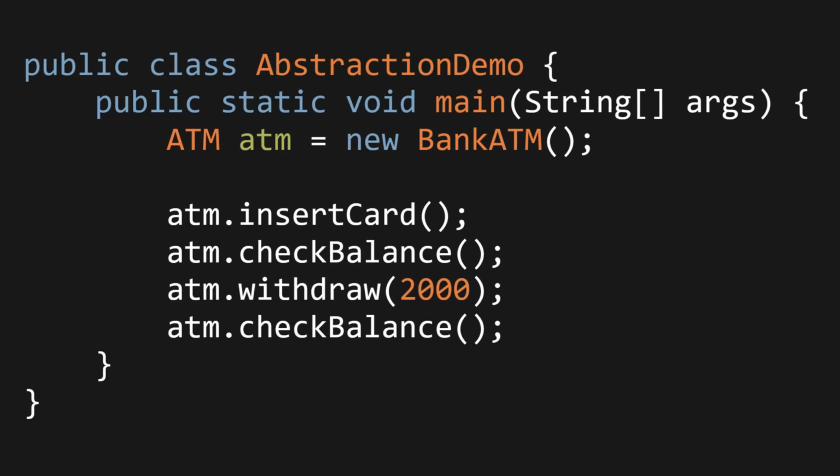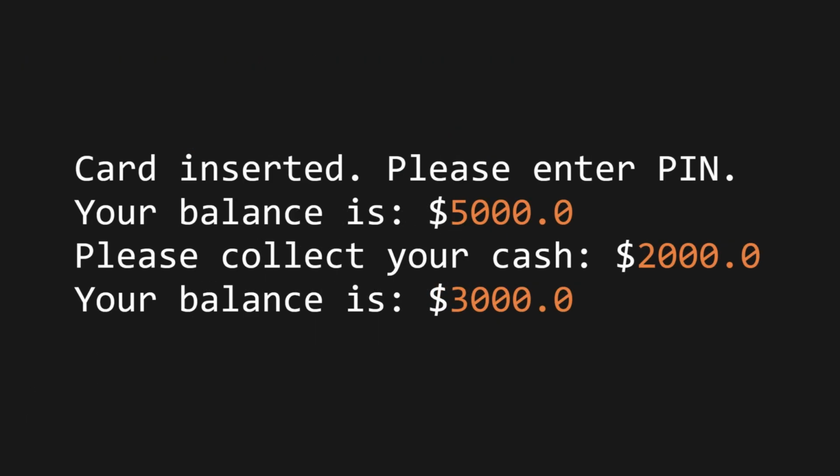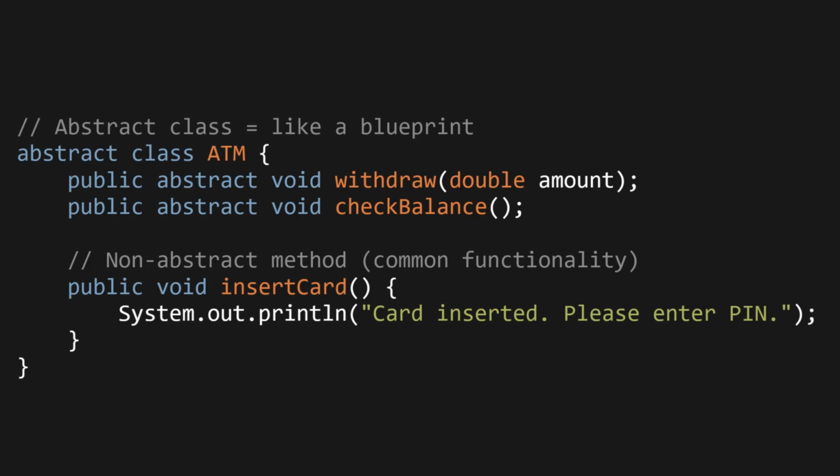public class AbstractionDemo, public static void main(String[] args) { ATM atm = new BankATM(); atm.insertCard(); atm.checkBalance(); atm.withdraw(2000); atm.checkBalance(); } And the output will be: card inserted, please enter PIN. Your balance is $5,000. Please collect your cash $2,000. Your balance is $3,000. Here, abstract classes act like blueprints.